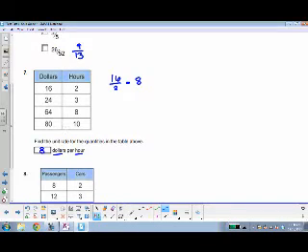And if you were to do any of these, you would find the same thing. So I could do 24 divided by 3 would also give me 8. I can do 64 divided by 8, which would also give me 8. Or I could do 80 divided by 10, which would also give me 8. Because all those came out to be 8, we know that this is a proportional relationship.